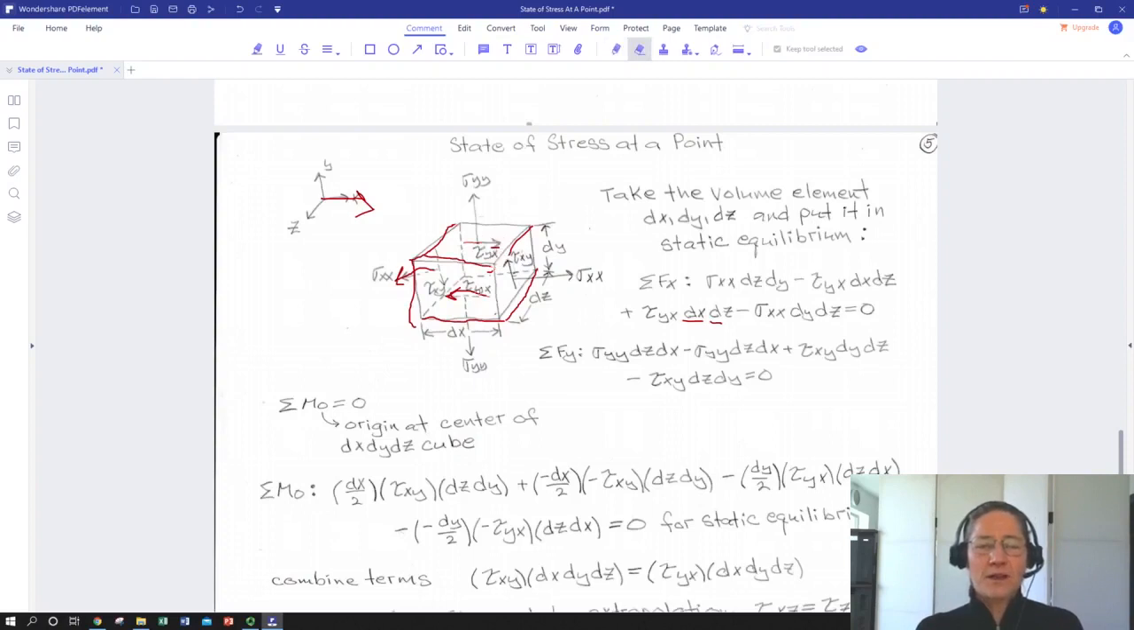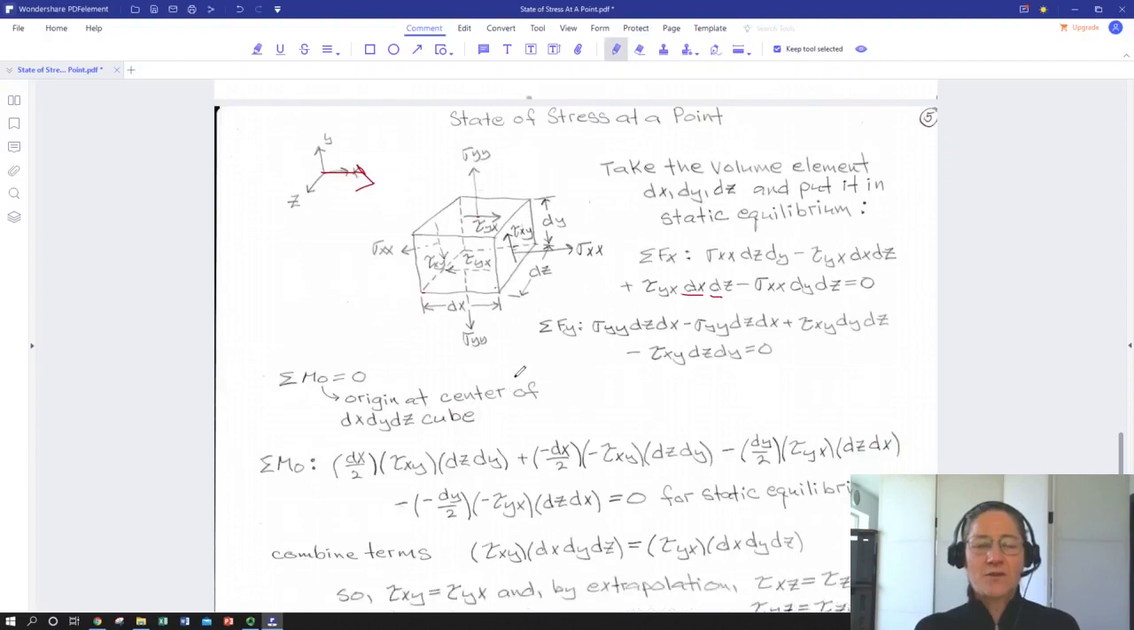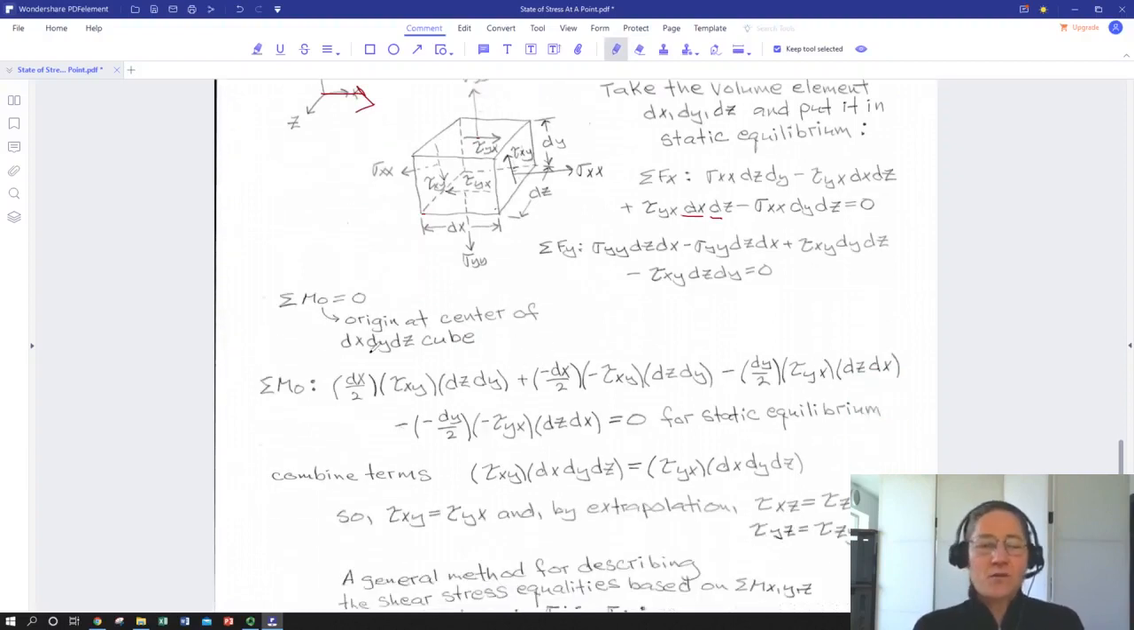Now for moment, I'm going to do the same thing to get a force, and then I'm going to take the distance from each of those faces to the origin. So I'm going to have a little bit longer expression, and the only thing that's going to be different is I'm going to have effectively the radius vector from that resultant force from the stress down to the origin.